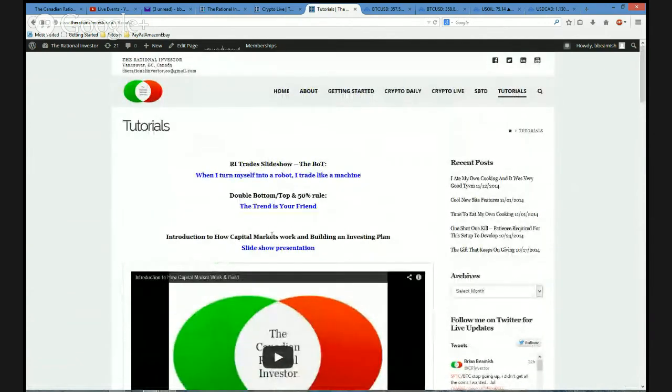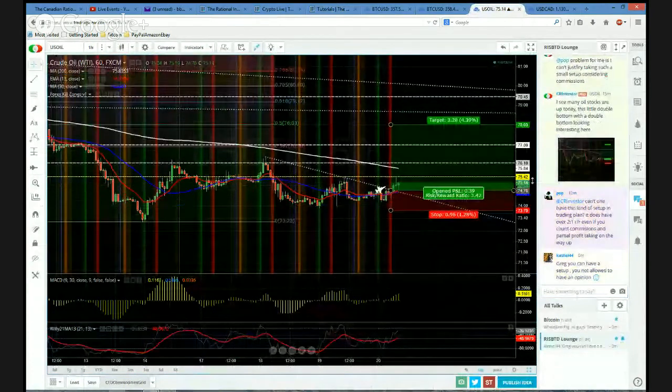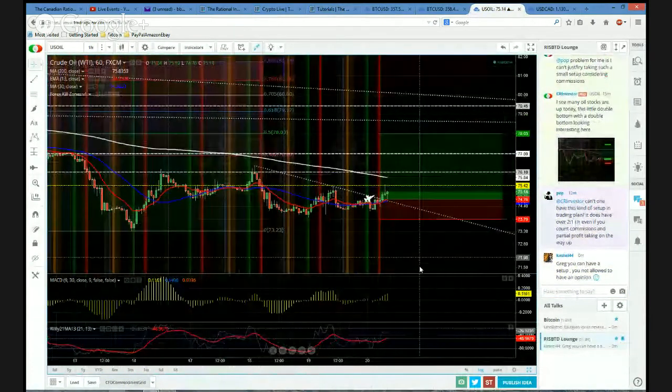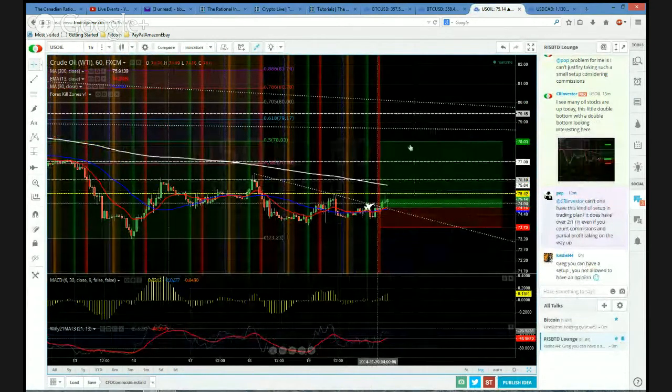Here are 2 setups that I actually trade in the market on a daily basis. In fact, this double bottom 50% roll trade here is crude oil. This is not even Bitcoin. This is crude oil, and yet we've got double bottom within double bottom. There's the 50% level. Here's the trade. It's actually working. Here's our stop. Here's our target, and away we go.